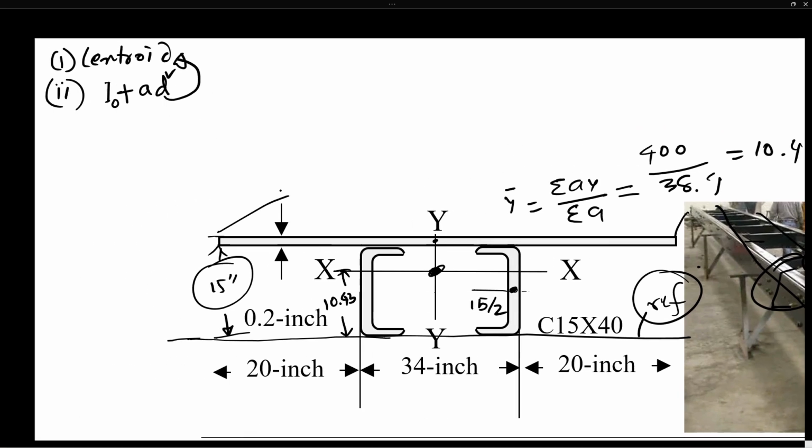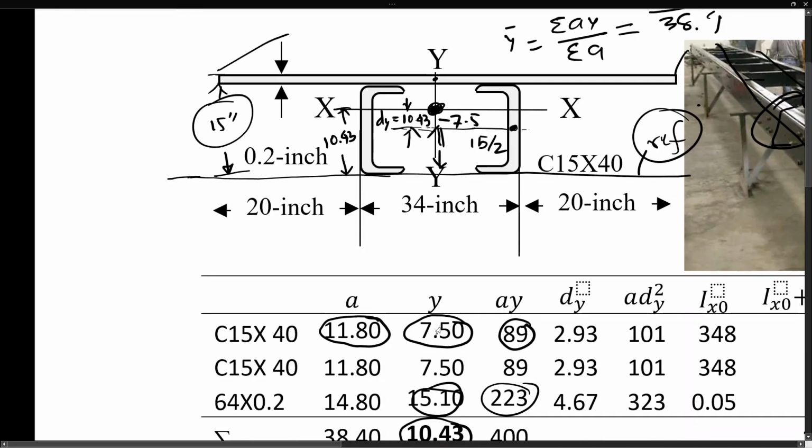find that d for each of these three pieces. This is the centroid of the C channel, its own centroid, and the overall centroid is right here. So we have to find out this d. This is the dy for one of the channels. That would be 10.43 minus 7.5, where 7.5 is half of 15. So we find 2.93, 2.93. Then we have to find the distance from the middle of the flat sheet to the overall centroid. This is the dy for the flat sheet.